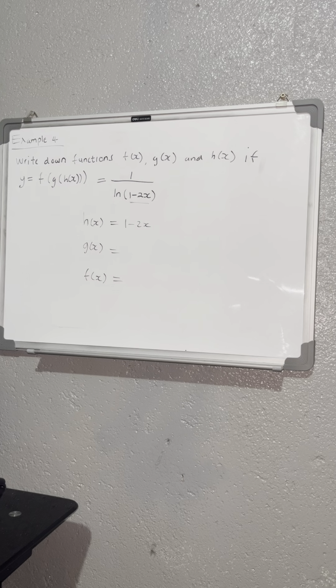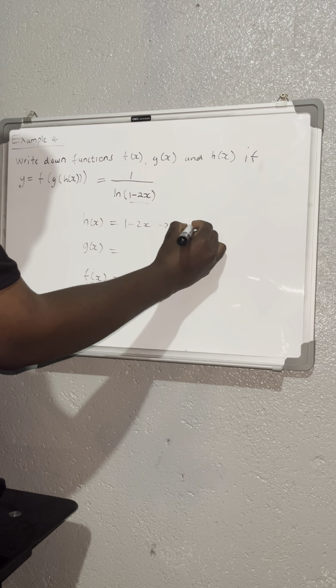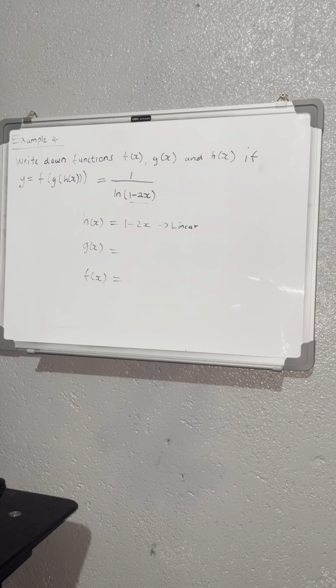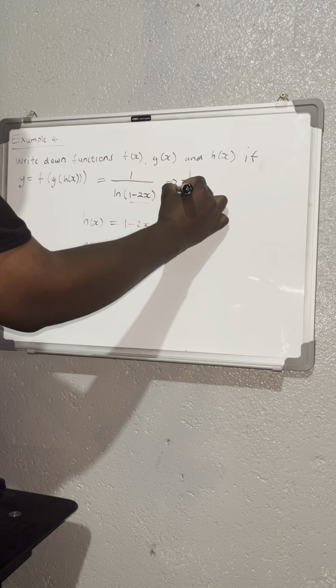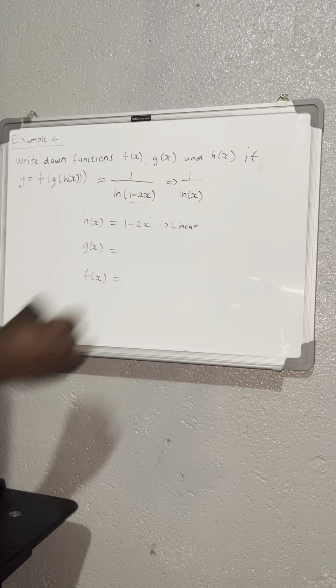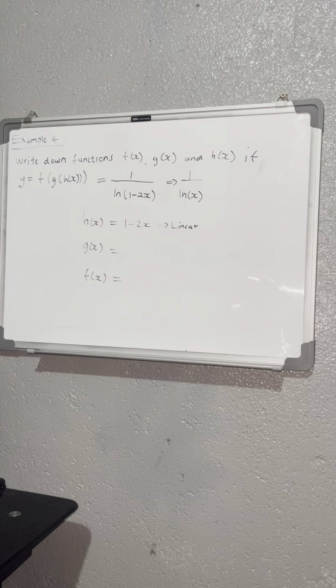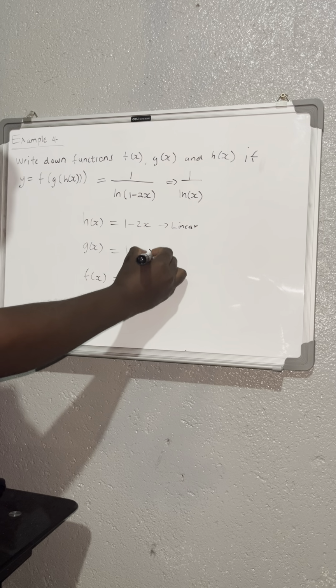And what type of a function is this one? This is a linear function, and since I've taken out this one, I'm going to be having what? I'm going to be having 1 over ln of x, because this is already taken. Then now I'm still working the internal one, which is your g of x. Then we see g of x will just be ln of x. So now you'll just say you have your ln of x.